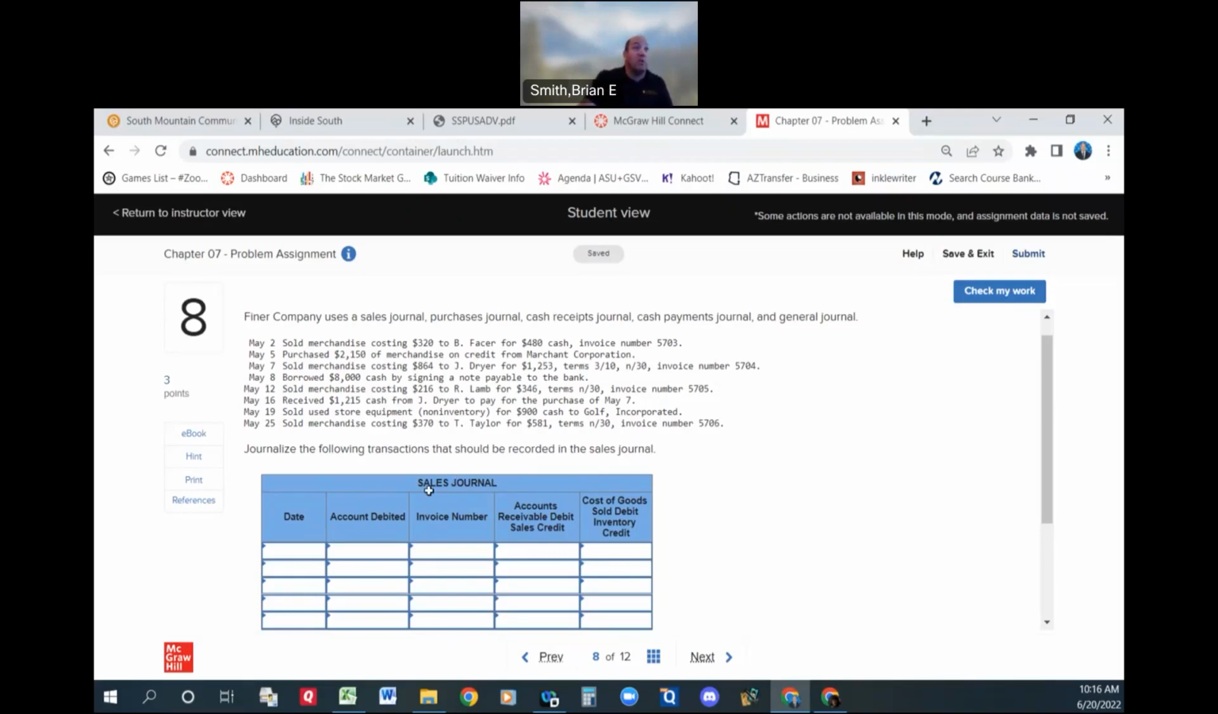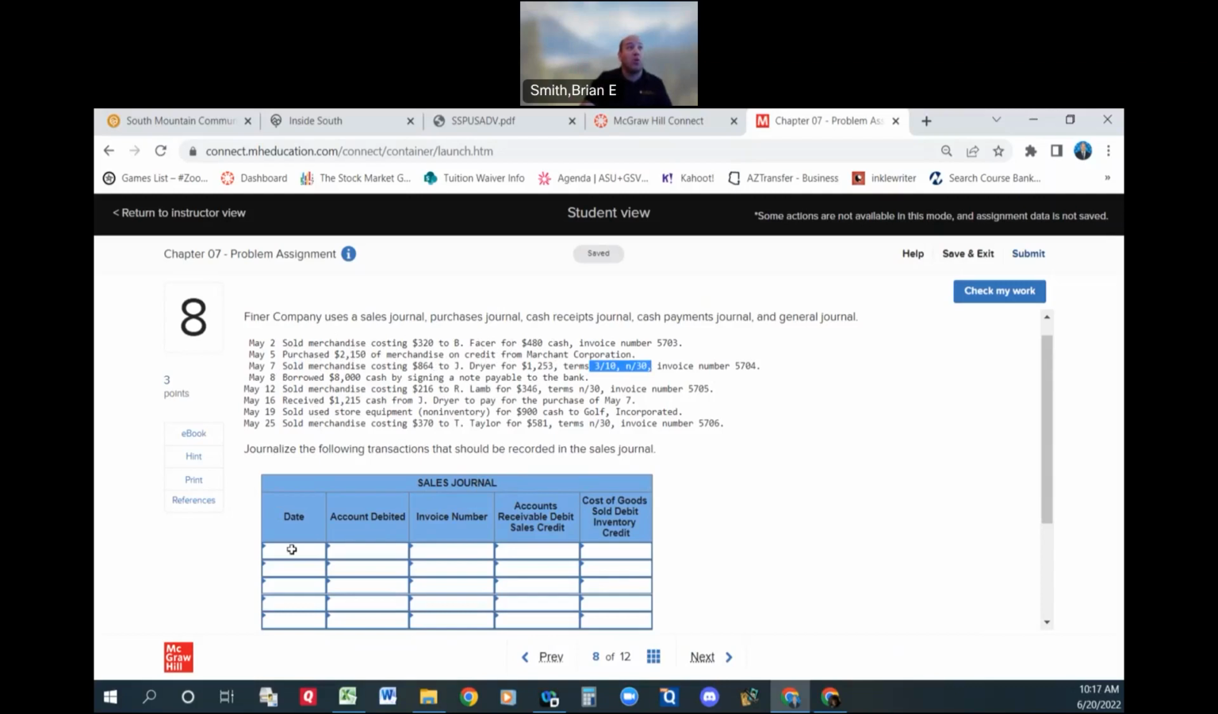All right, so we're dealing with sales journals on this first one, number 8. So we're going to be focusing on any of these transactions that deal with us selling something on credit. It doesn't matter if it's cash. This first one says sold merchandise costing $320 for cash. Don't care. Moving on. Purchased 2,000 of merchandise on credit. Don't care. Moving on. Sold merchandise costing that much. Okay, credit terms. This is a credit sale.